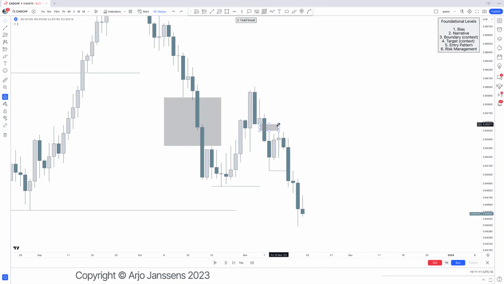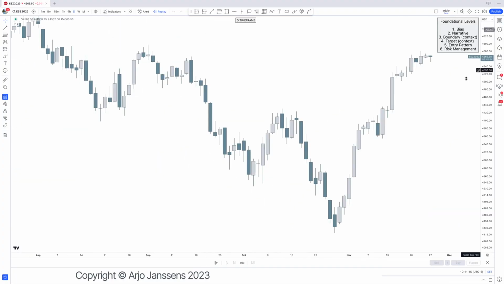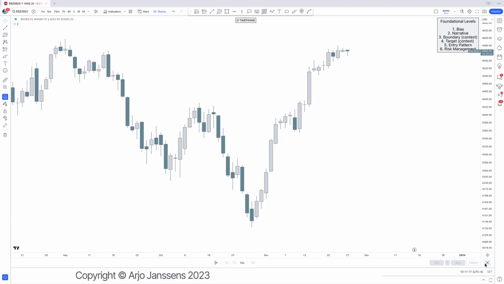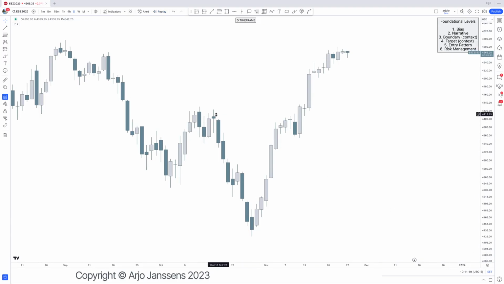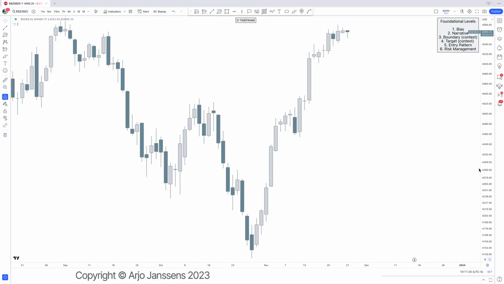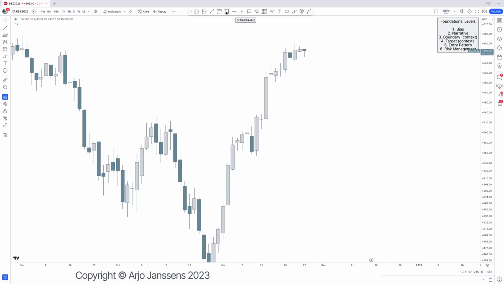So let's move on to the next example, which is going to be about ES, about the indices, because of course, it's all the same. We apply this on every single market. It's all the same right here. So at this moment in time, we had this daily fair value gap sitting right there. So we had this daily fair value gap, and then we also had a very easy target.